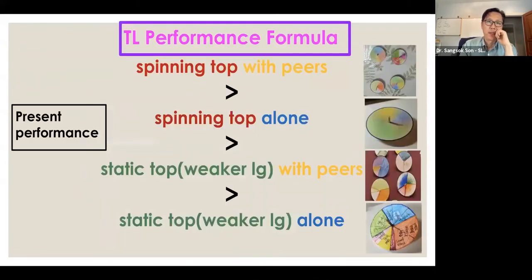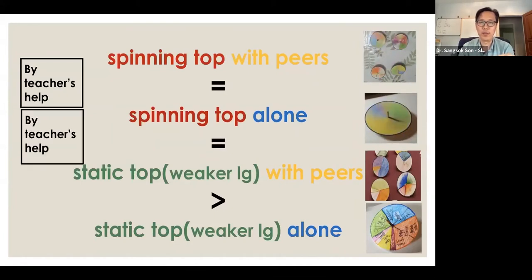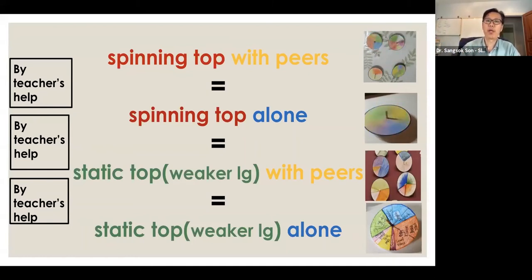Okay, so this is the translanguaging performance formula. So this is the present performance level. So the teacher's role is, by the teacher's help, we want to make the spinning top with peers the same as the spinning top alone. By the teacher's help, we want to make this performance the same. So ultimately, by utilizing spinning top alone or spinning top together, we want our students to perform using only one language as well as when they are allowed to use all of their language resources, so that they can pass the exam using only one language. Okay, but we have to start by utilizing the spinning top practice.